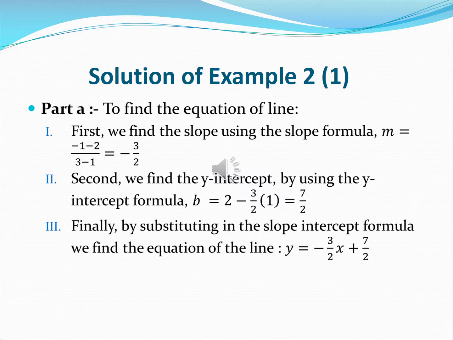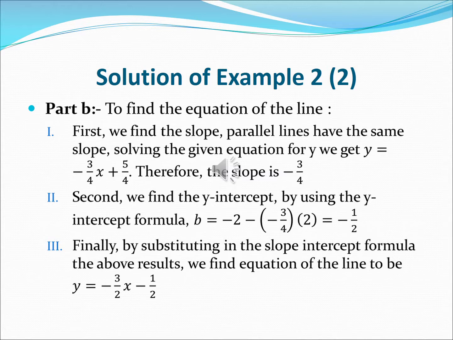b is equal to 2 minus -3 over 2 times 1. That is equal to 7 over 2. Finally, by substituting in the slope-intercept formula, we find the equation of the line: y is equal to -3 over 2 x plus 7 over 2.